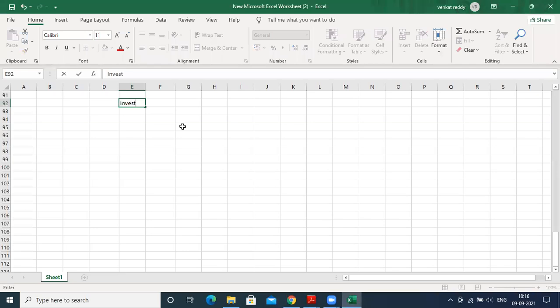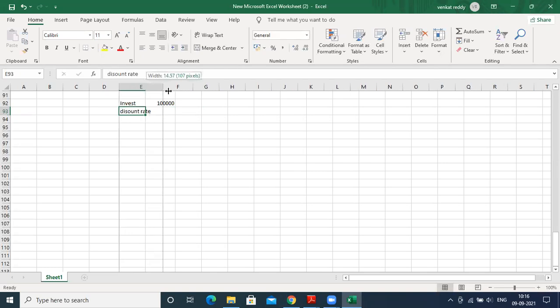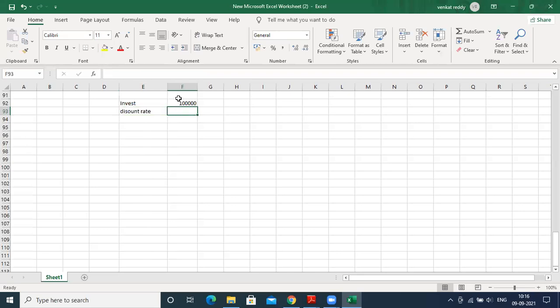Let us assume that the project investment is 1 lakh. Then we need to take two discount rates. The first discount rate is 8%. Next, the second discount rate is 10%. And let us assume that the life of the project is 5 years.